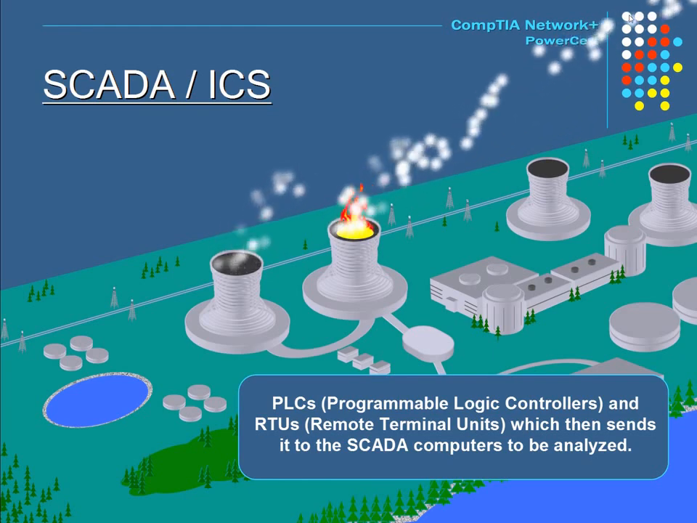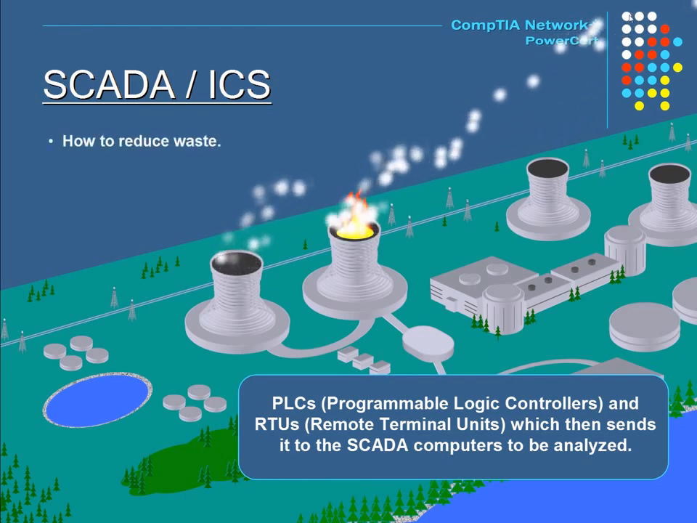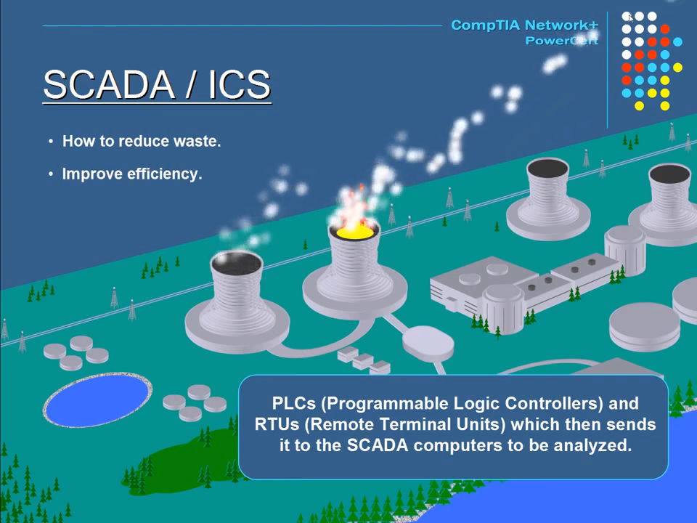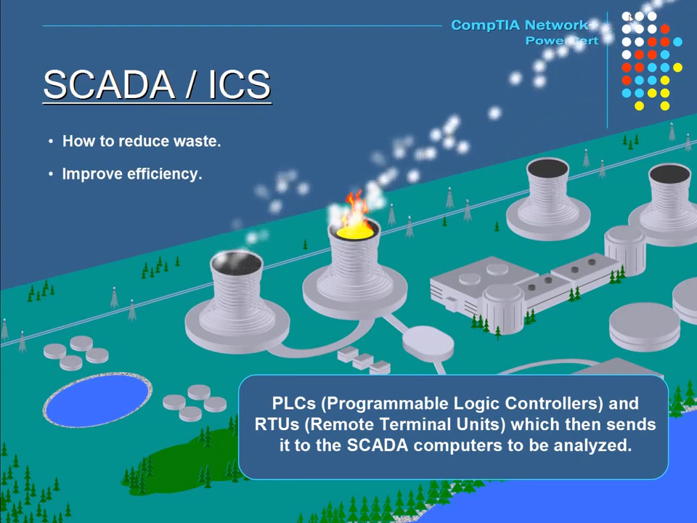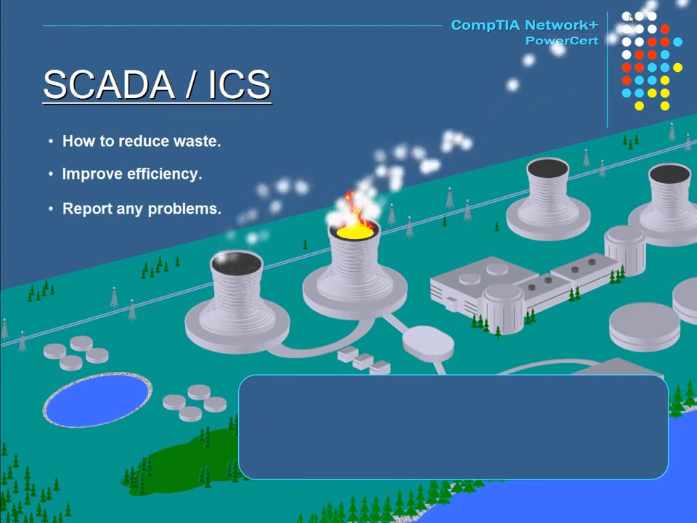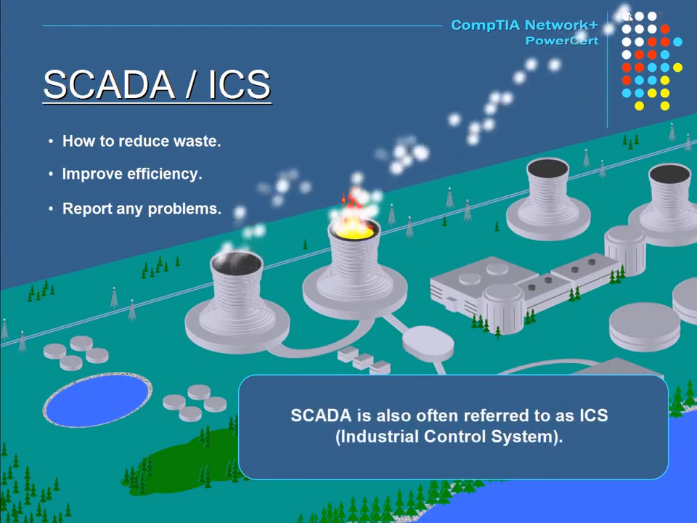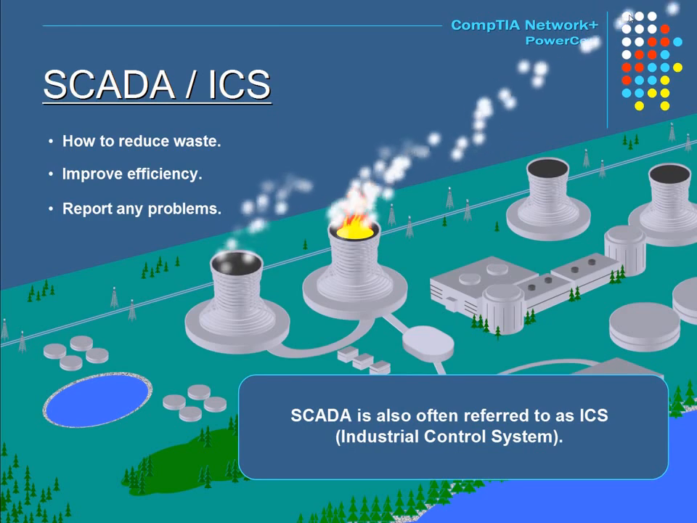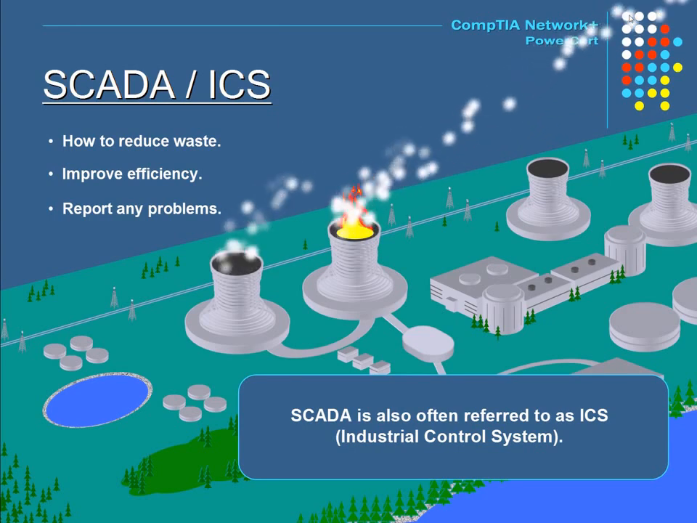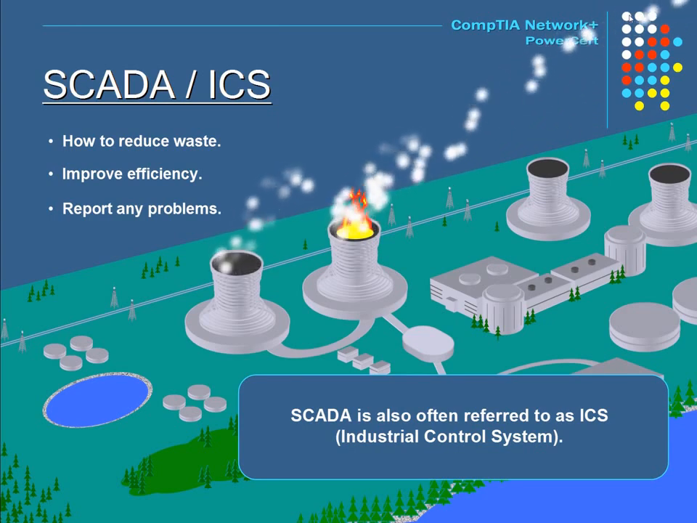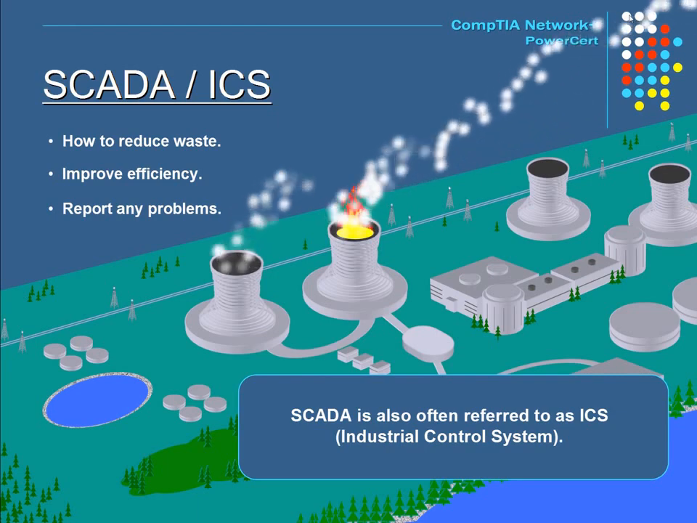And this information could be things like how to reduce waste, or how to improve efficiency, or if there are any problems. SCADA is also often referred to as ICS, which stands for Industrial Control System, which is a general term that encompasses SCADA systems.